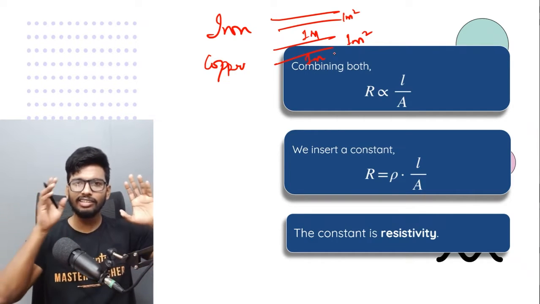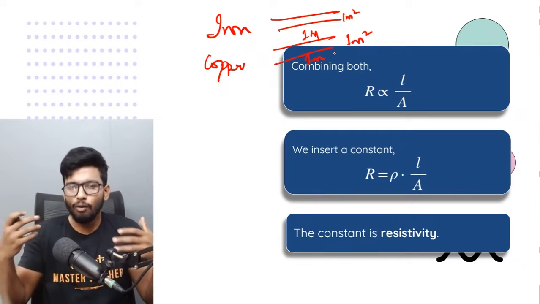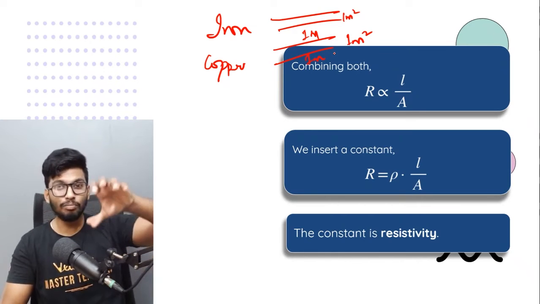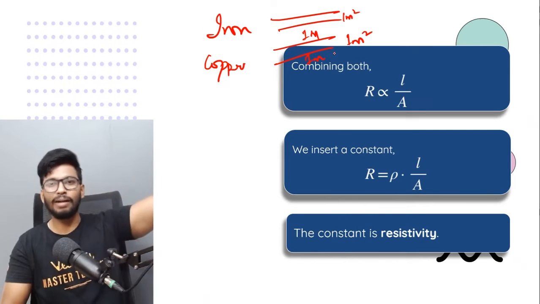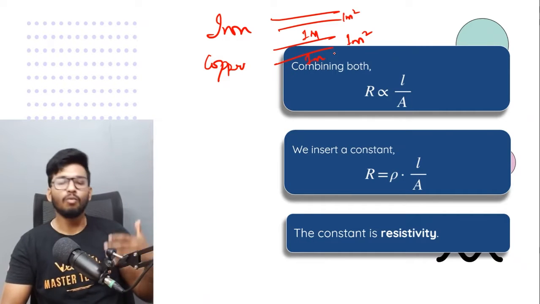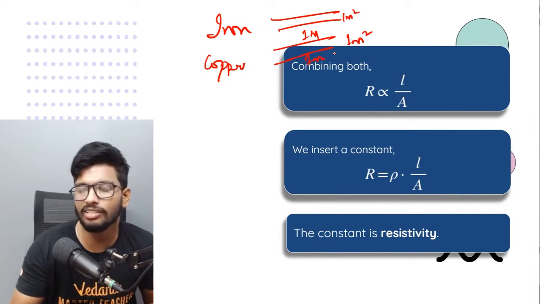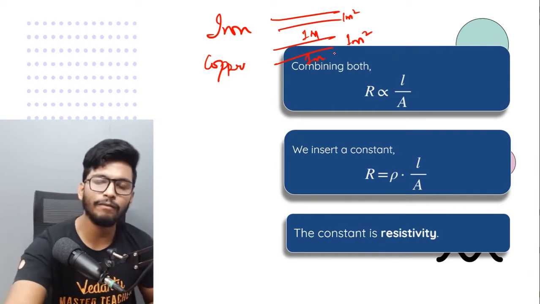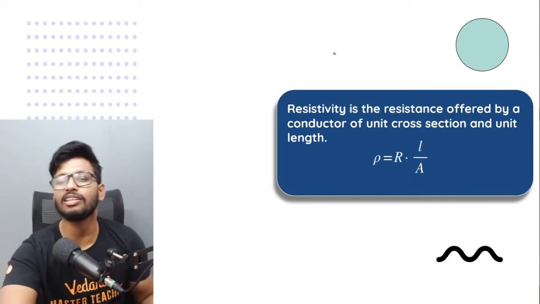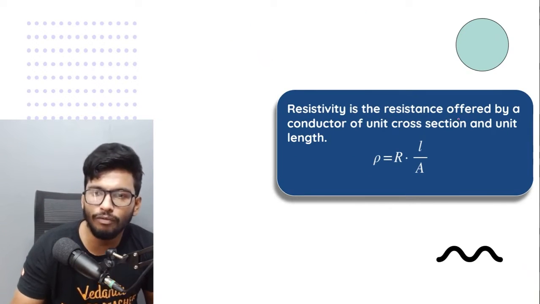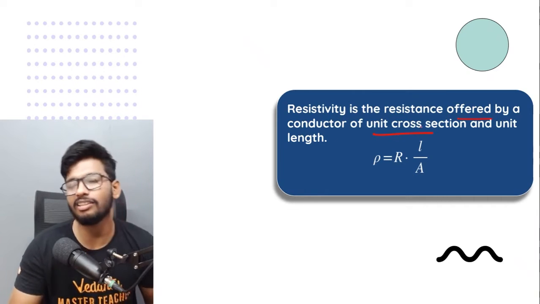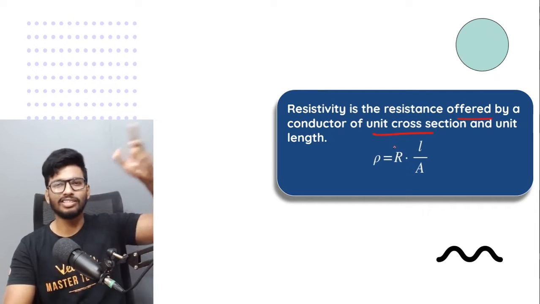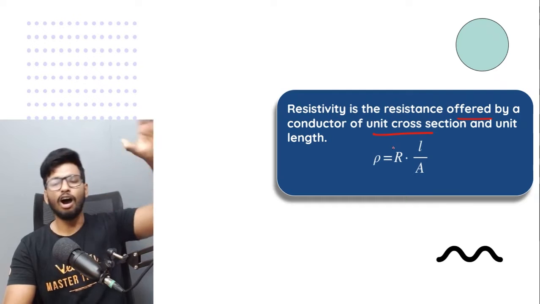So basically, if I take the same length and same cross-sectional area, how much resistance is offered by that material, that is what is known as resistivity. So resistivity is the property of the material. Here we know that copper is a better conductor, but iron is not. Why? Because the resistivity of copper is comparatively lesser, and the resistivity of iron is comparatively more. This property of the material, which decides whether it's a good conductor or bad conductor, is resistivity. It is the obstruction offered to the flow of current by unit length and unit cross-sectional area. That means 1 meter square area and 1 meter length, or 1 centimeter square area and 1 centimeter length, how much resistance is offered by it.